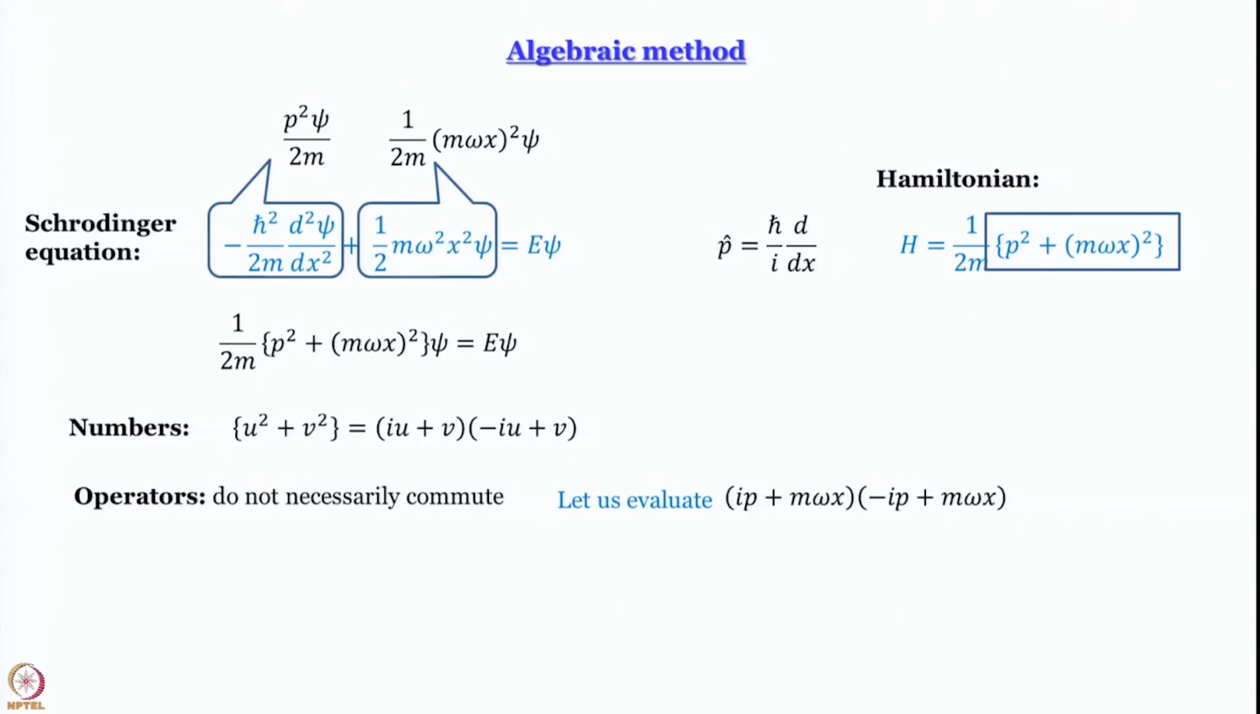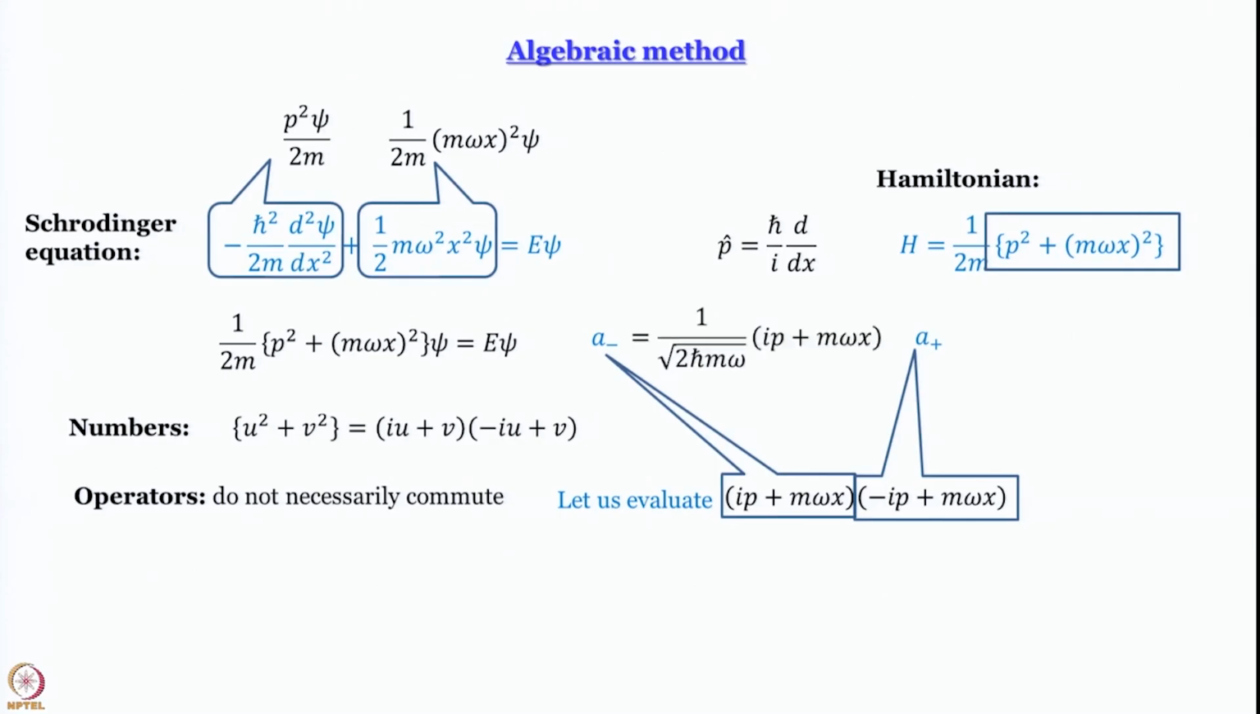We will construct an operator out of ip plus m omega x and we are going to call it a minus. Similarly, we are going to construct an operator out of minus ip plus m omega x and we are going to call it, not very difficult for you to guess now, a plus. Why this is called a minus, why that is called a plus, you will see. But for now let me just tell you what the form of the operator is. A minus is actually 1 by square root of 2 h cross m omega multiplied by ip plus m omega x.